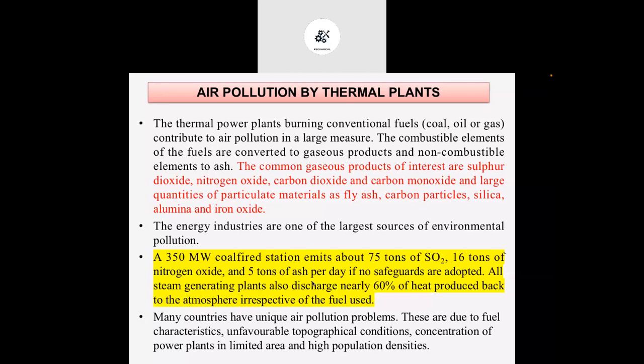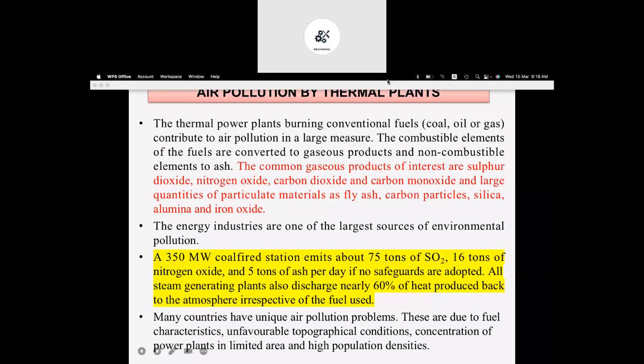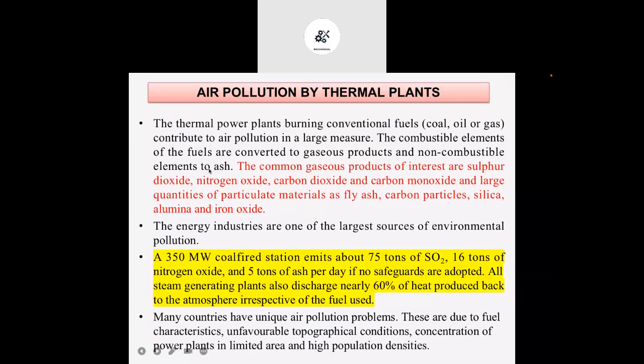Okay, so generally the thermal power plants will have more capacity. It is generally more than 350 megawatts. Sometimes it is near about 1 gigawatt, etc. So in that case, we cannot exhaust these gases directly into the surroundings. We have to reduce the levels of those pollutants, and after that we can release it into the atmosphere.